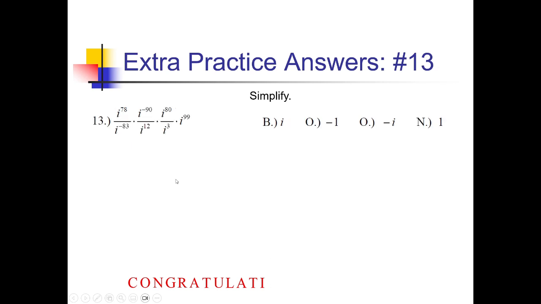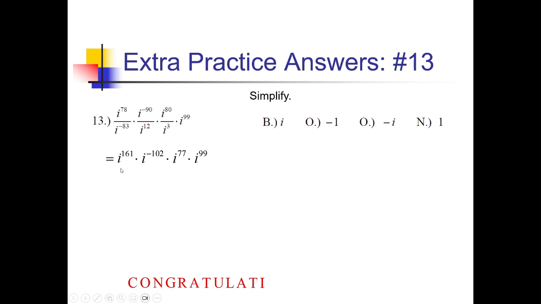Number 13 is kind of similar to a problem we did earlier with a bunch of fractions being multiplied. So let's just go through, simplify each fraction by subtracting the exponents, and then we'll multiply whatever's left over. So we have 78 minus negative 83, so plus 83. That's going to be 161 for that exponent of i. For the next one, we have i to the negative 90 minus 12, so that's i to the negative 102. And finally, we have 80 minus 3 here, so that's 77 for that last one. And don't forget, we still have that 99th i over there on the end.